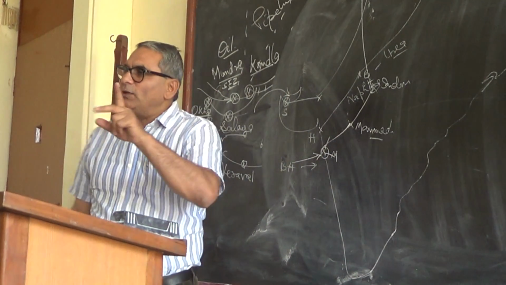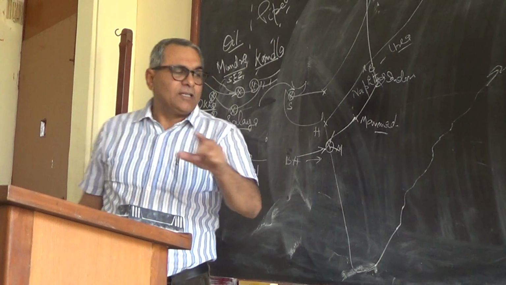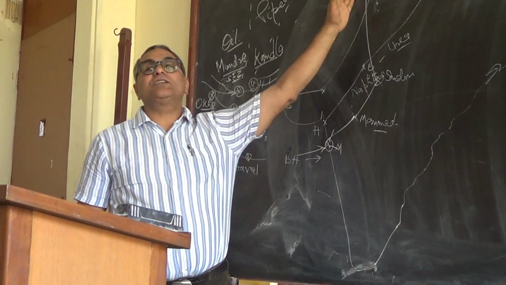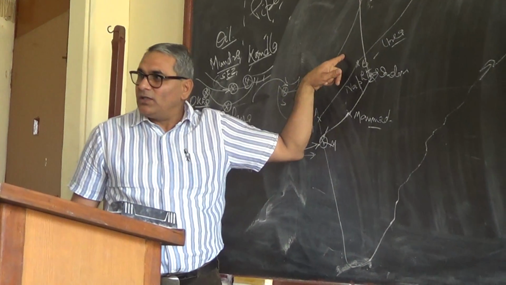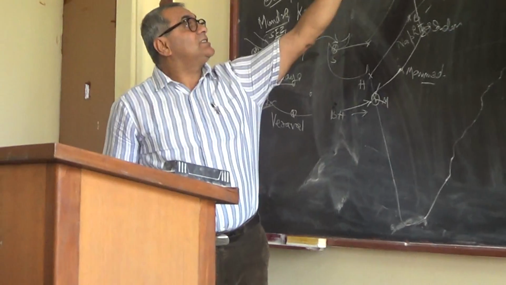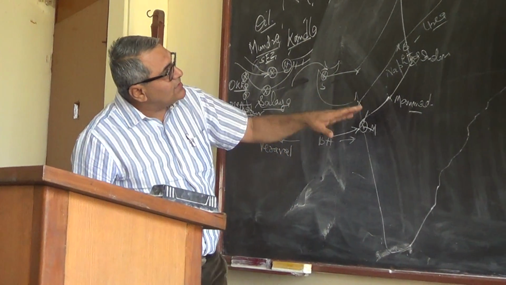Basically there are two types of pipeline. One is for crude petroleum, one is for finished product. This pipeline is for finished product. This pipeline Salaya Viramgam is for crude, because there is another refinery where we refine ourselves. So this is Salaya.